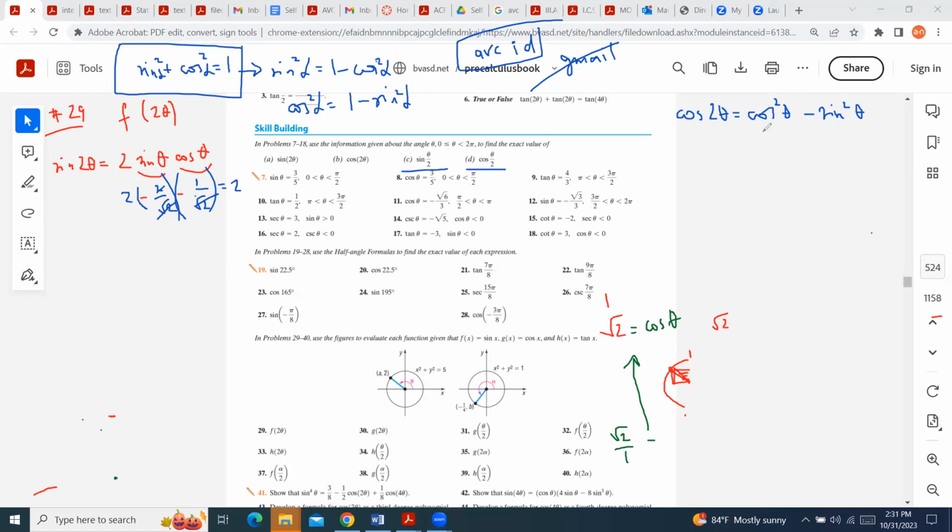So, for example, instead of cosine squared, I can put 1 minus sine squared. So we're gonna keep the rest the way it is. So cosine of double angle is gonna be this minus sine squared. And this gives us a formula, 1 minus 2 sine squared.